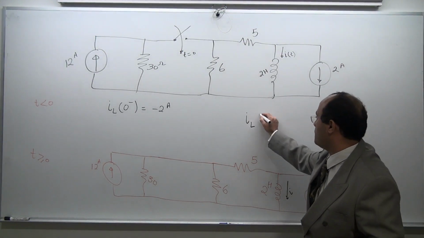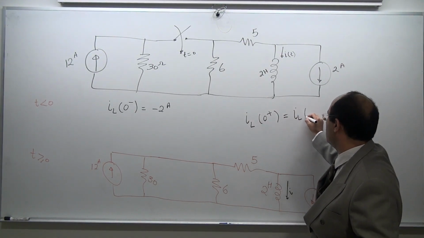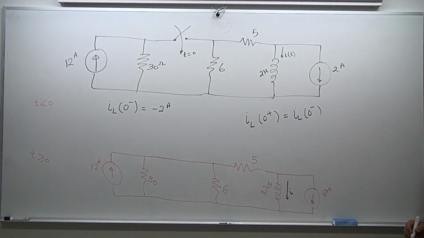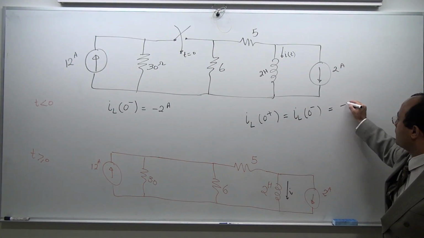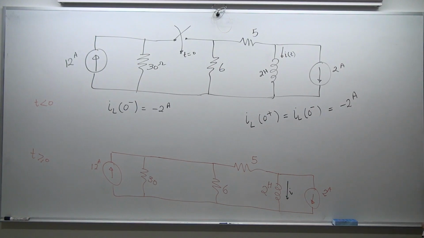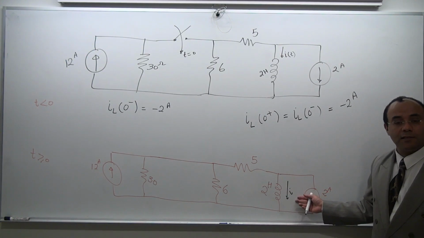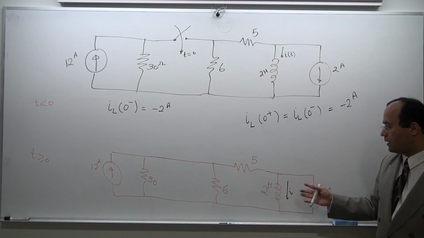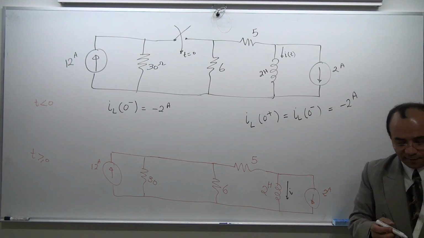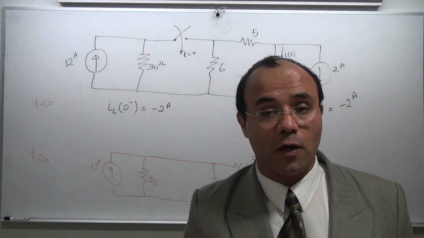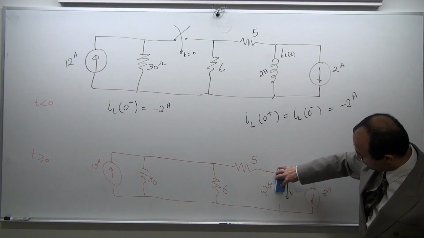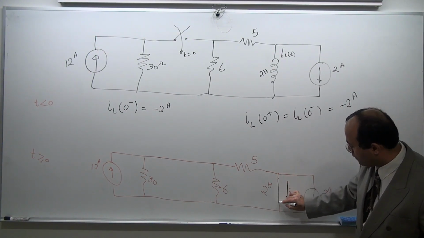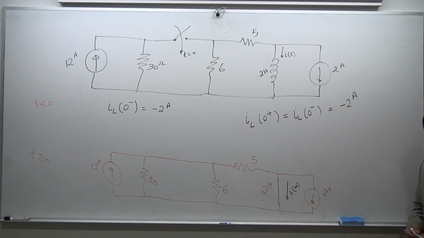It's going to be IL of 0 plus as equal to IL of 0 minus. The current of the inductor remains the same when it goes from one to another. So it's going to be minus 2 amp. Take a look at this design now. This is the T greater than 0. You have one inductor, everything is DC. Of course you can apply the concept we discussed, and that is, if you leave this for a long time, the inductor is going to act like a short line. This is going to act like a short line. I'm talking about infinity now. This one is IL of infinity. I want to find this.